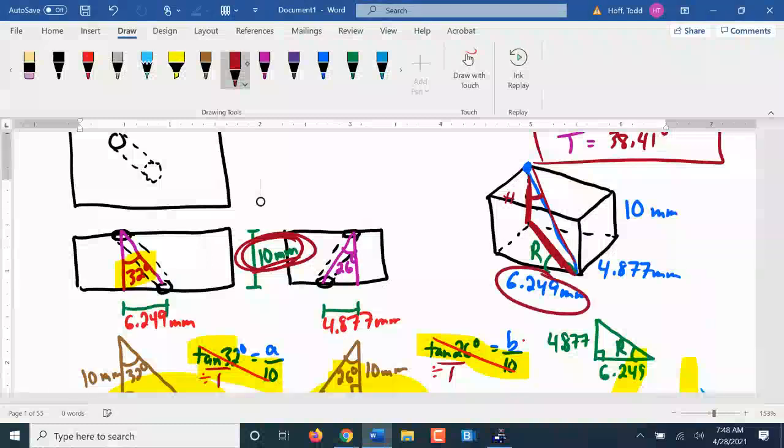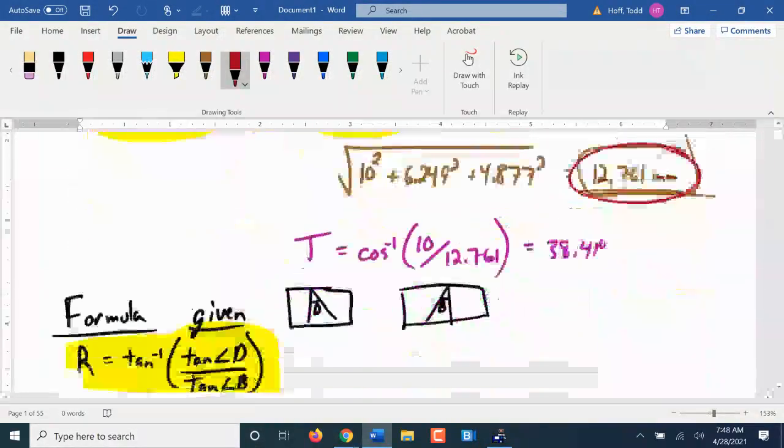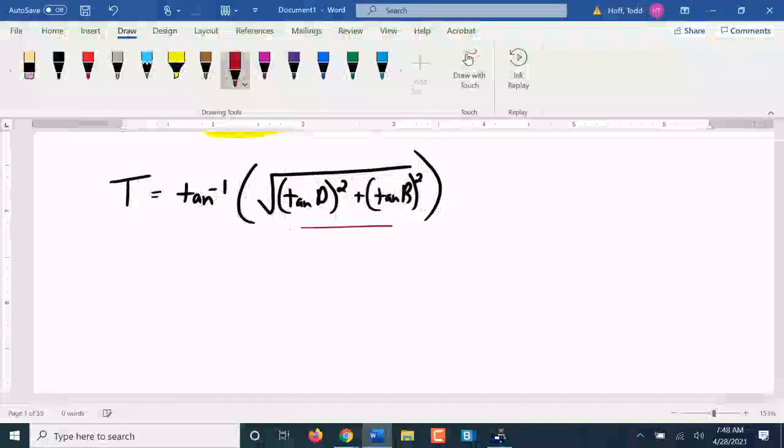This is the tangent of d times 10. This is the tangent of b times 10. This squared plus this squared equals that squared, right? That's what this represents. Tangent of d squared plus tangent of b squared, square rooted, represents that length. Inverse tangent of that technically should be that over 1. They're calling the height 1.